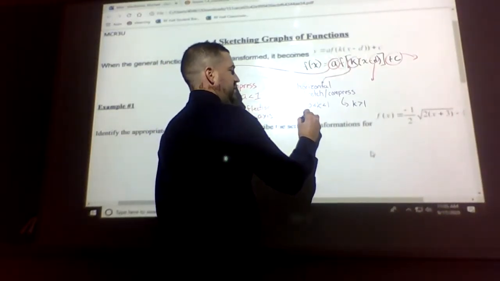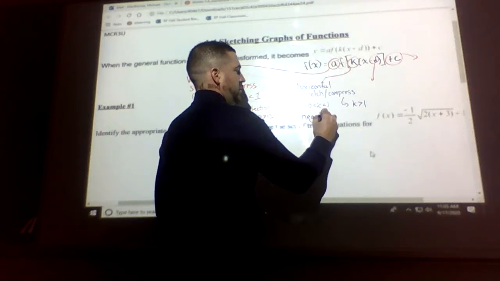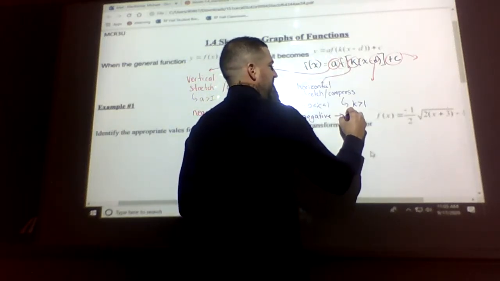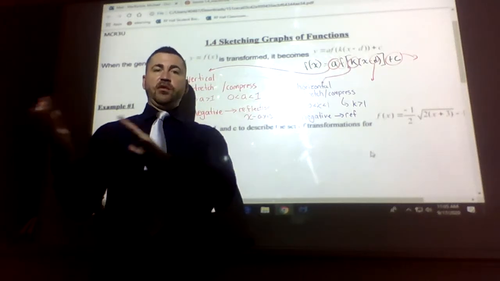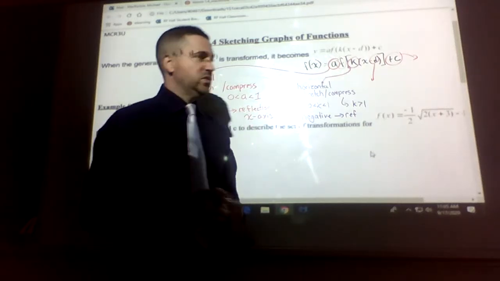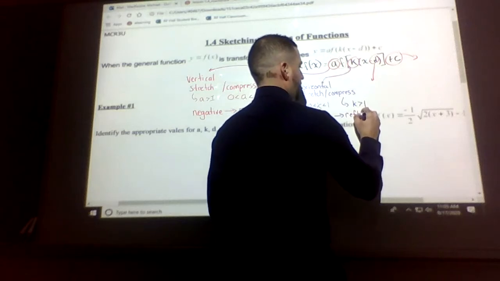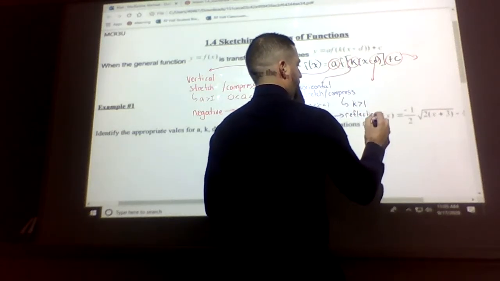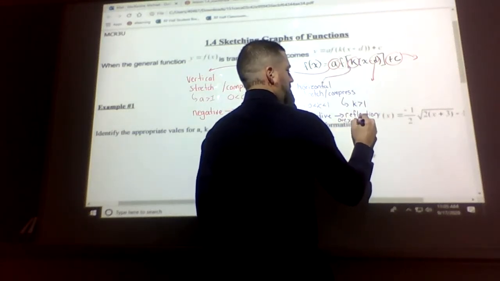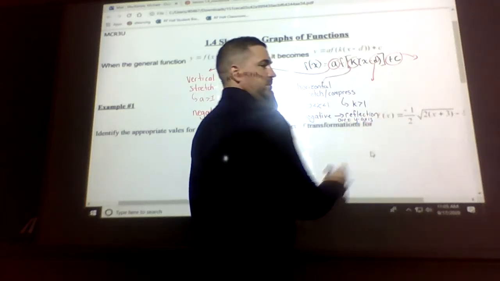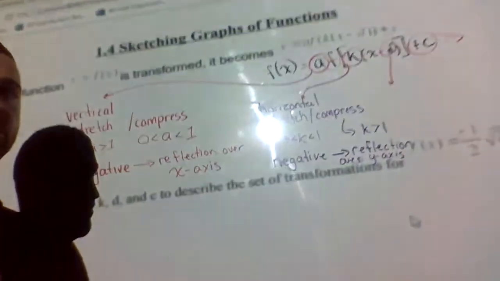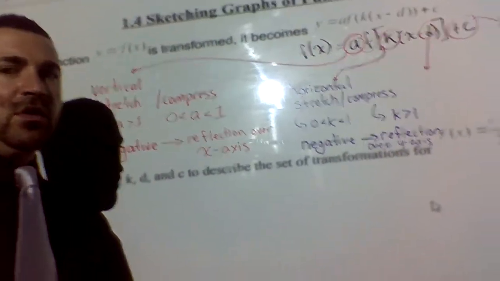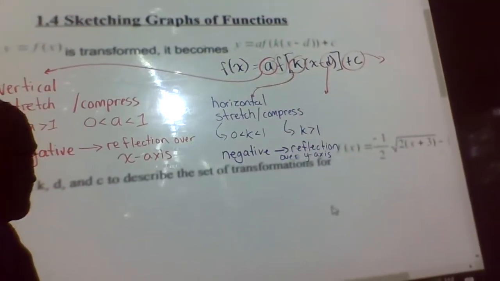And then note, if it's negative, it reflects over, going horizontal, the y-axis. So a reflection over the y-axis. You guys can see that. So if it's negative, it reflects over the y-axis.